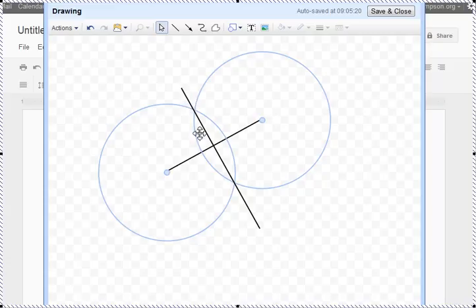Now, do you see how the original line was here and our perpendicular bisector went through these points of intersection? It looks a lot like a Venn diagram, but it goes through these points of intersection, is bisecting this line right here perfectly in the middle, and it's at a 90-degree angle. That's pretty cool. What do you think? Good? Awesome.